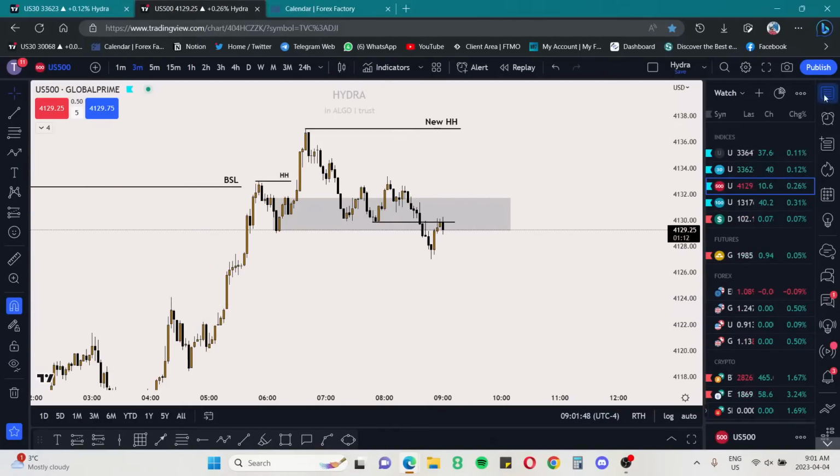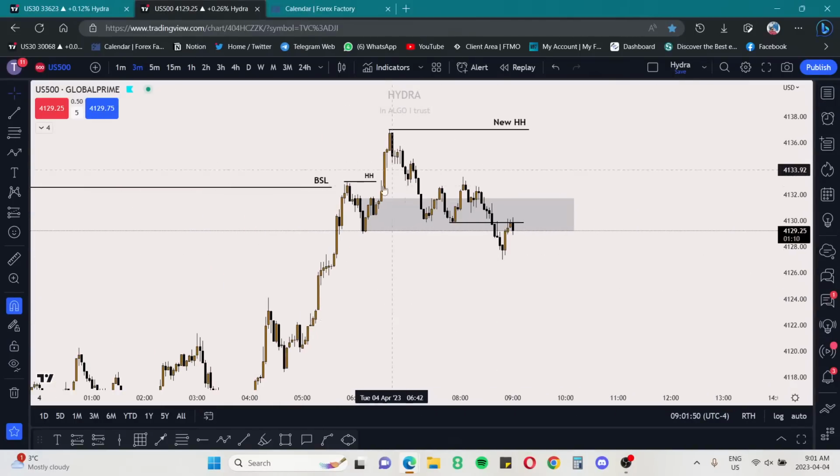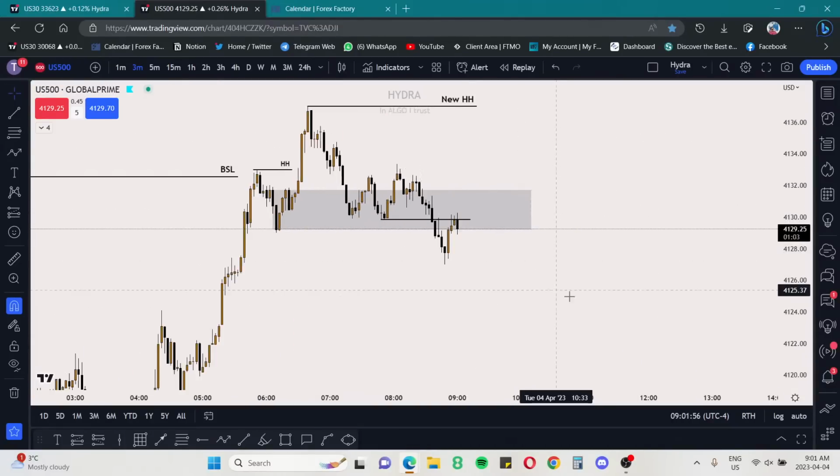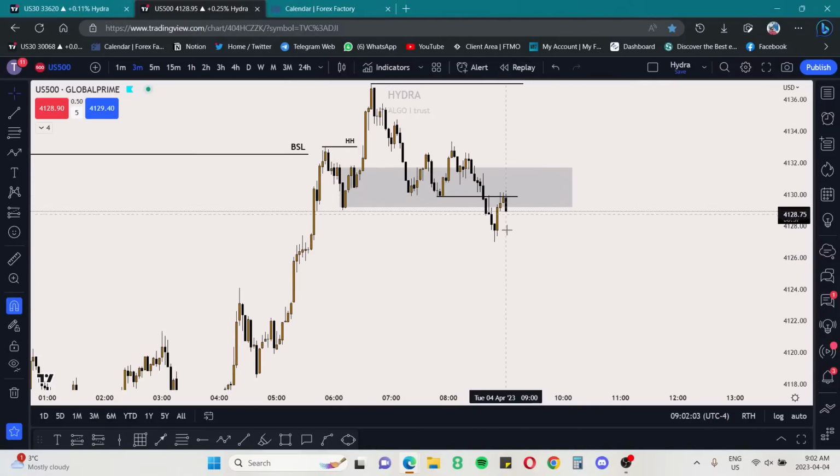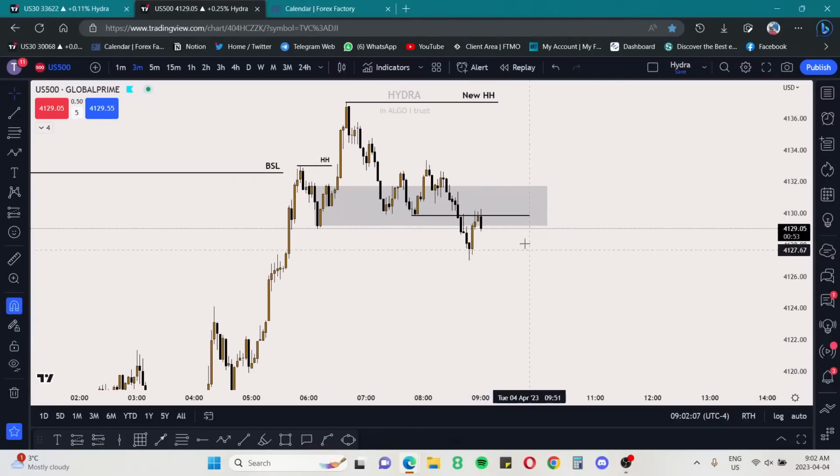US 500. What is US 500 doing? That's the very reason I avoid trading on ES. Do you see how choppy it is? Do you see a clean setup here? I don't see a clean setup. Price did close the candle's body below the breaker block, but now price came again, and let's see if price is getting retraced from here.